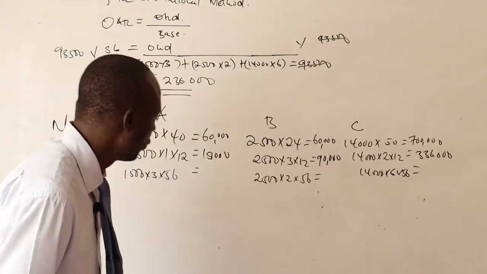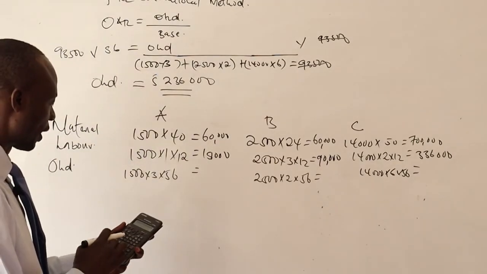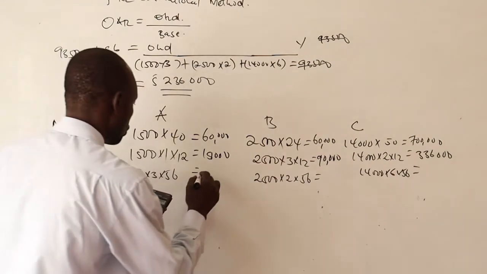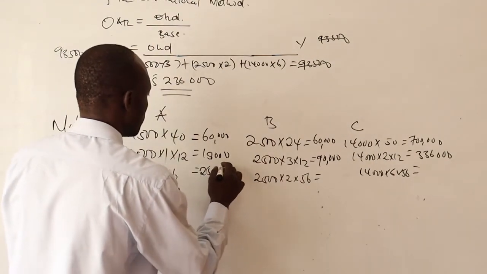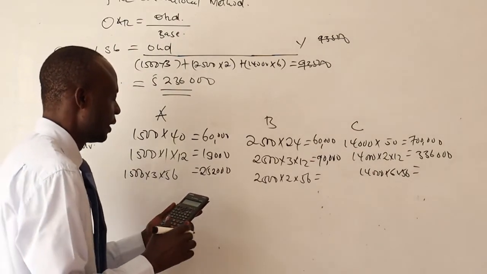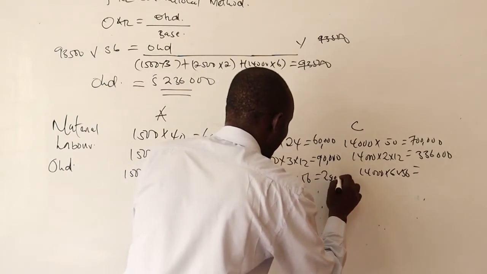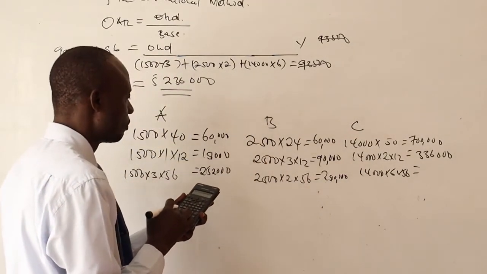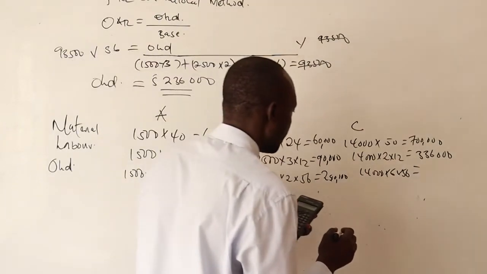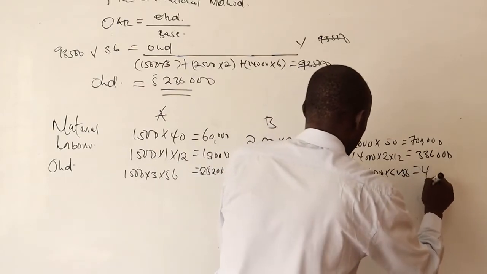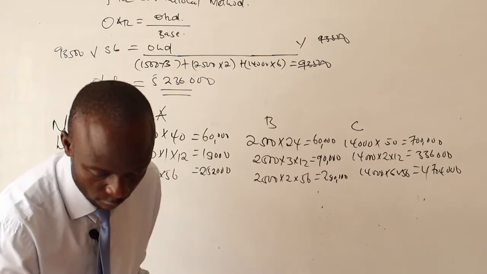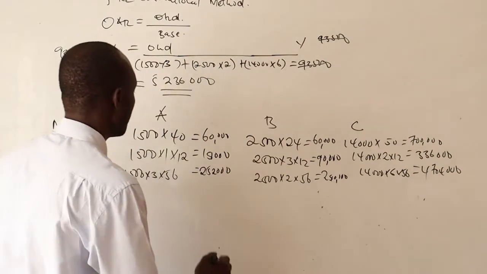So we said traditionally we use one rate for all the products times 3 times 56. So this one will give us 252,000. This one will give us 280,000. So this one will give us 4,704,000. And then we get the total cost.